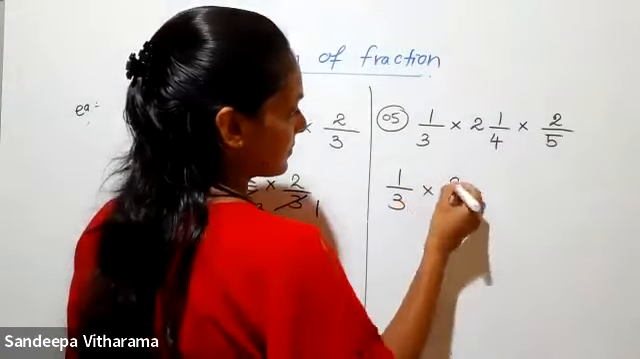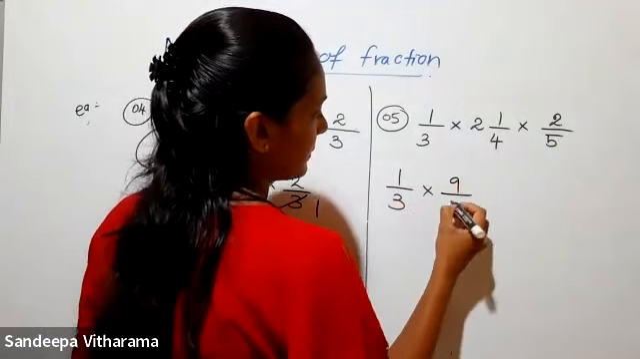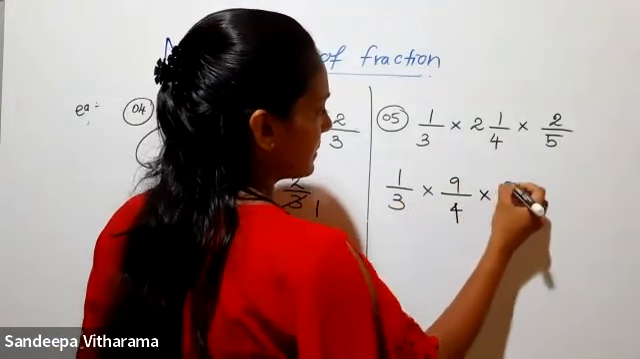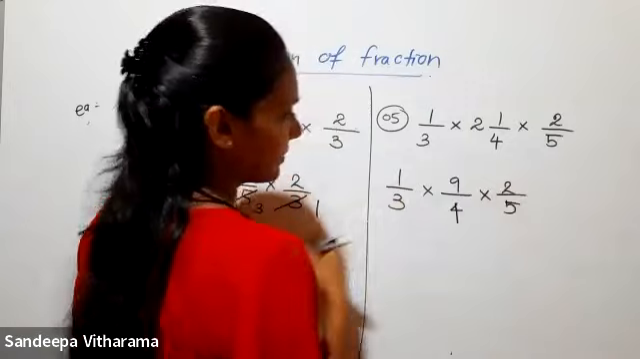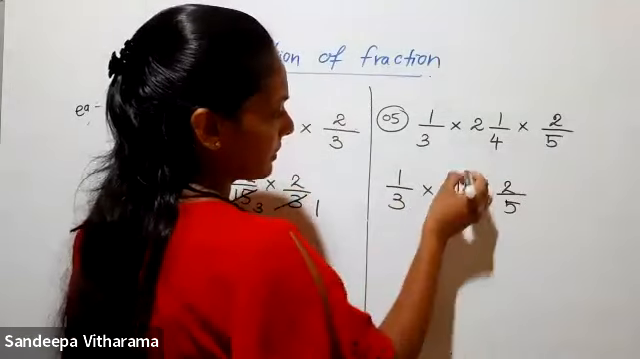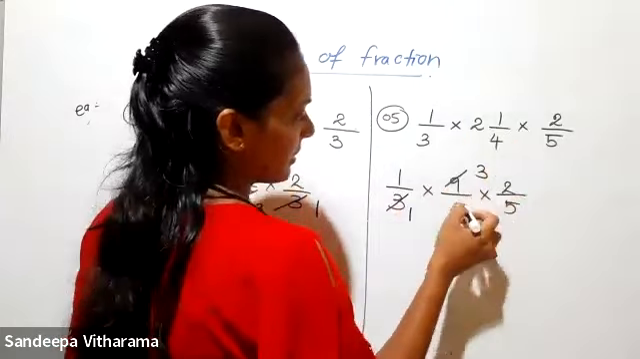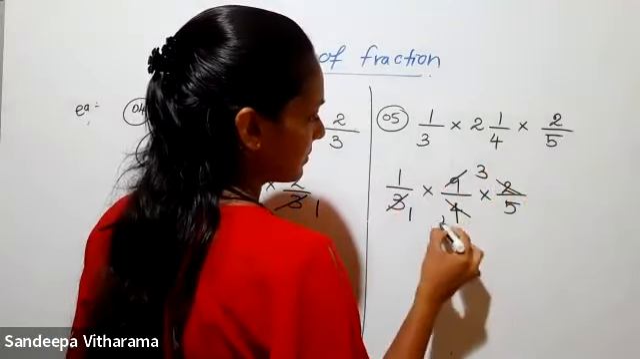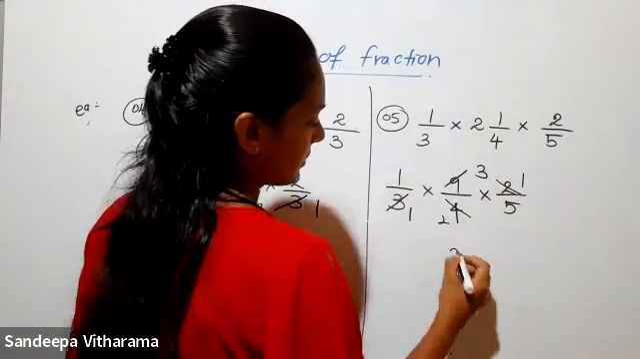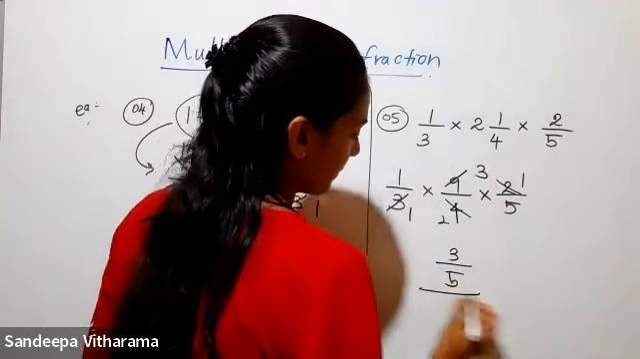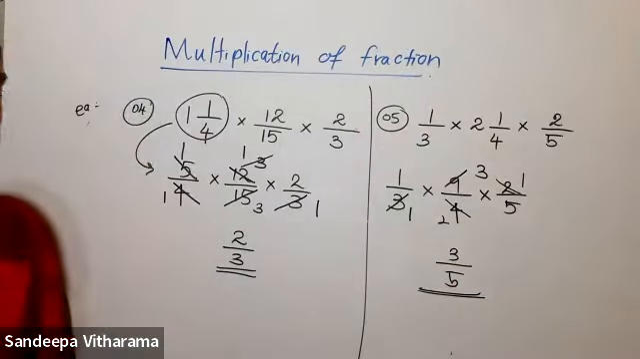Yes, for this one, what is the answer you get? 3 upon 10. Others, have you got these answers? 9 can divide by 3, it is 3. 4 can divide by 2, then 3 upon 5. Okay?